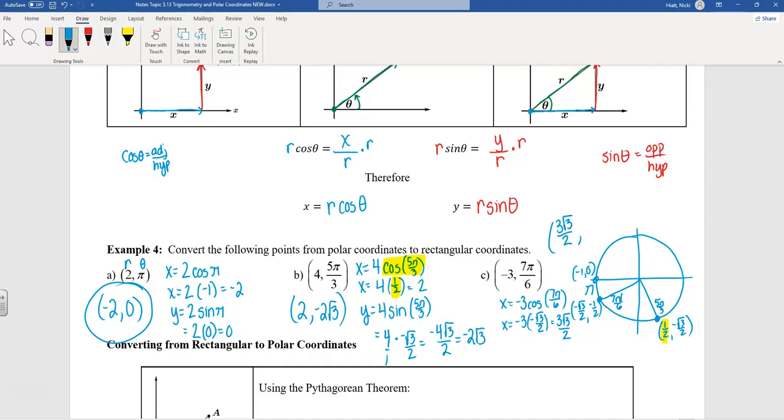That is my x-coordinate. And then for my y, I'm going to do the same thing, -3 sine of 7 pi over 6, which is going to be -3 times -1/2, which is going to be either 1.5 or 3 over 2, whichever way you want to do that, but it will be positive as well. So those are my rectangular coordinates there.